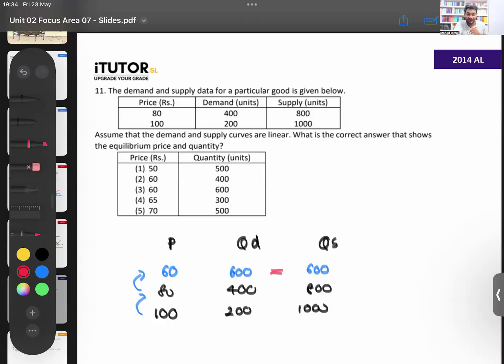If you really want, you can make the demand equation and supply equation and do it. But with the table itself, either going up or down, you should be able to figure that out. So that's your equilibrium price and quantity. The price is 60 and the quantity is 600. Answer number 3. Easy one. Then we go to the next.